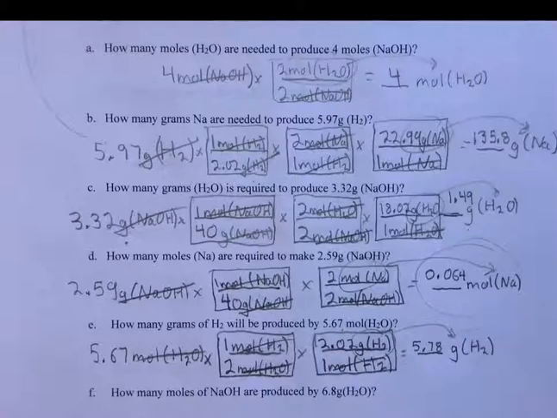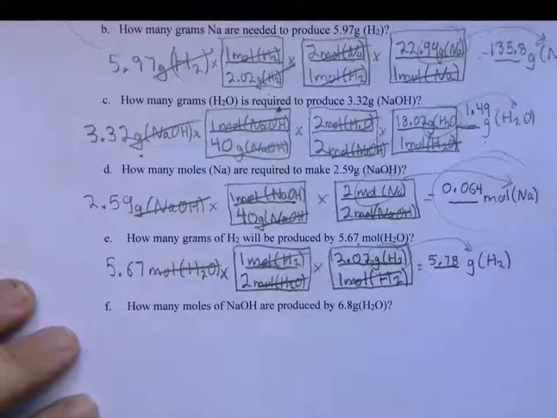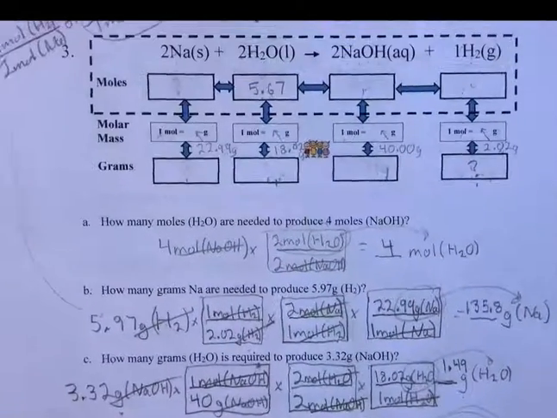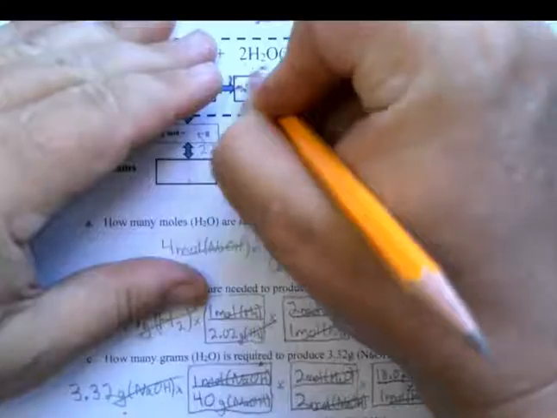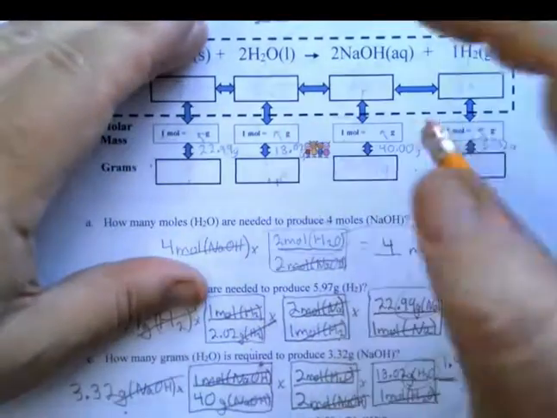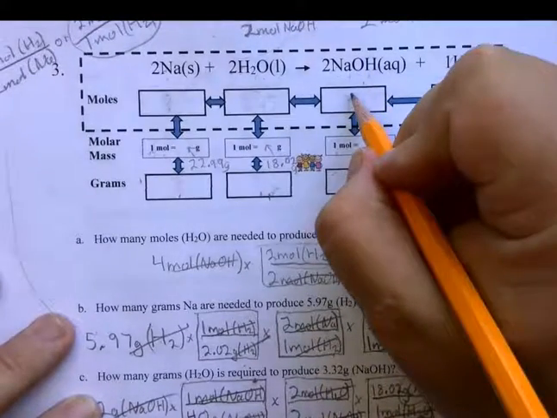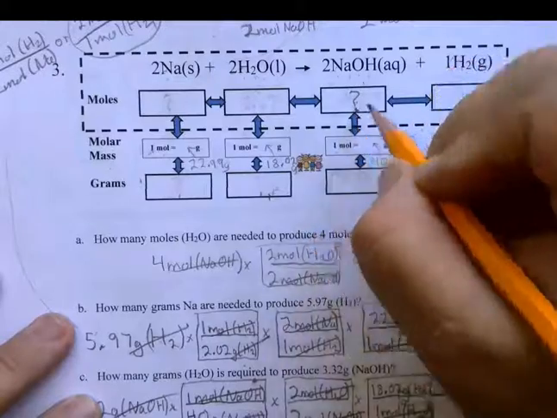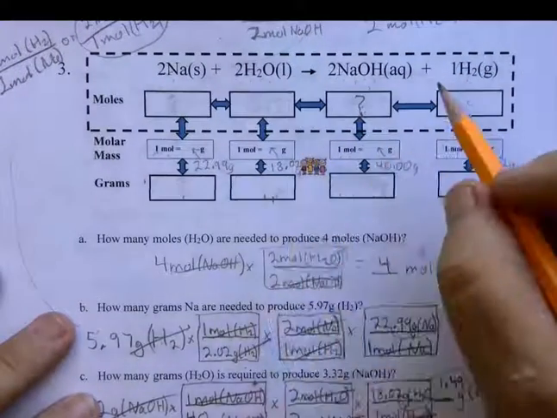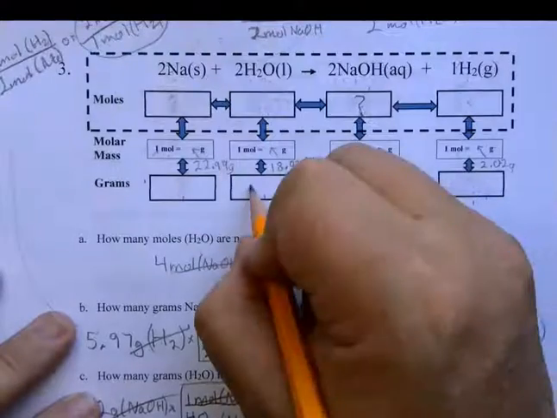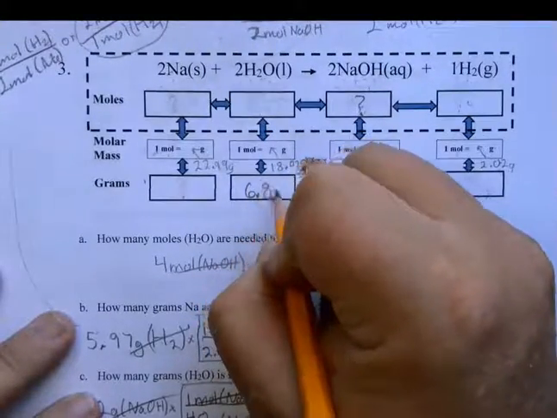Okay, next up, our last question for this particular equation is how many moles of sodium hydroxide are produced by 6.8 grams of water? So let's go back up to the diagram. We want to know moles of sodium hydroxide. So here's sodium hydroxide, here's moles. There's the moles row, so that's the question mark, how many? And we're going to start off with 6.8 grams of water. So there's water, the grams box is down here for water, so that's 6.8 grams.